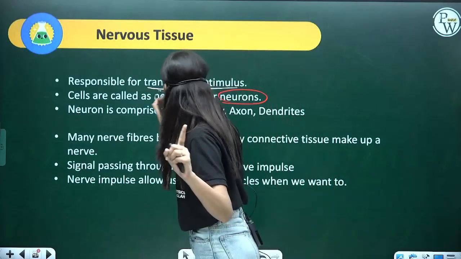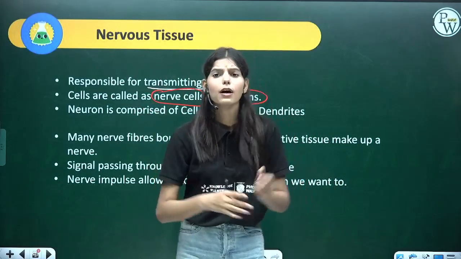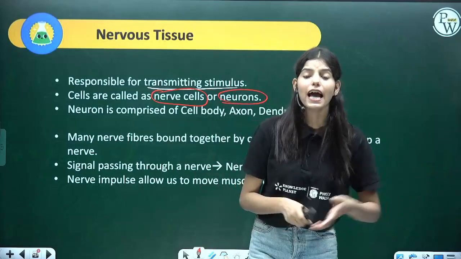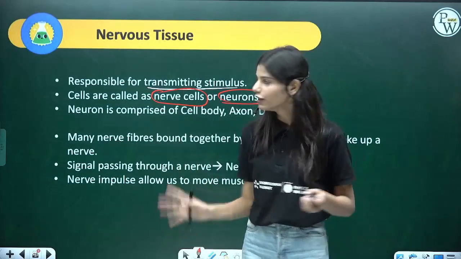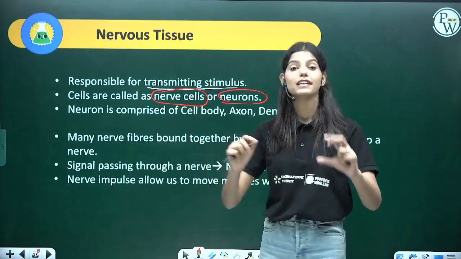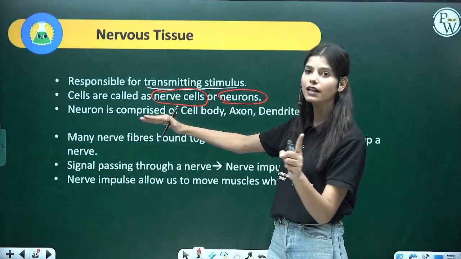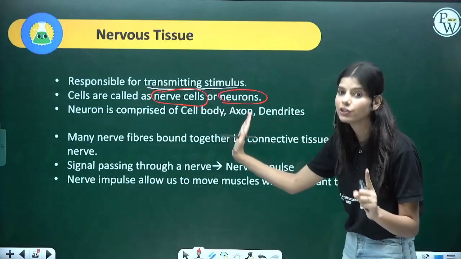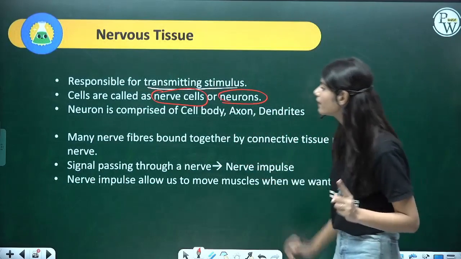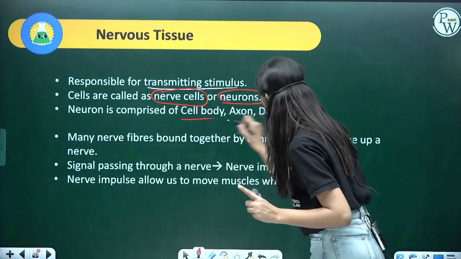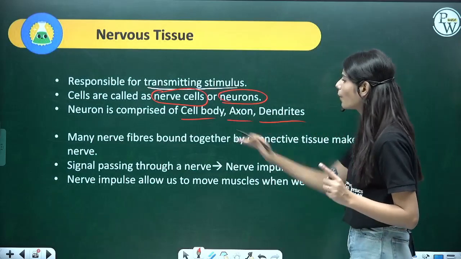But mind you guys, you cannot call them nerve, because nerve is a different thing and nerve cells are different. So talking about the nervous tissue, they have specialized cells. These specialized cells are called nerve cells, and you can also call them neurons. And these neurons are comprised of the cell body, axon, and the dendrites. What exactly is a cell body?